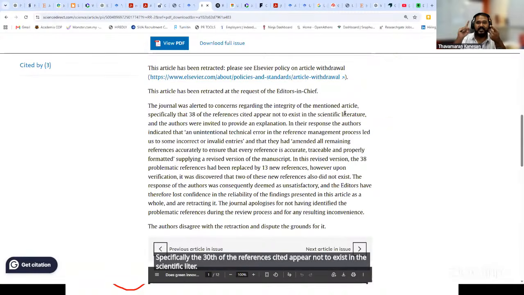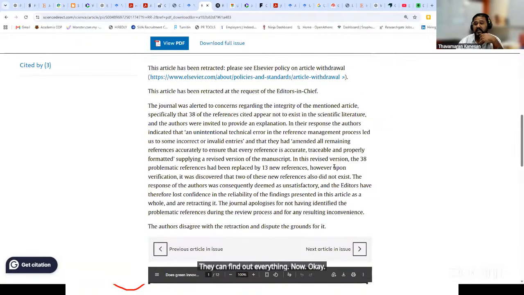That means either the citation doesn't exist, or the content that you wrote with the citation doesn't come from the reference. They can find out everything now. He didn't double check the reference provided.